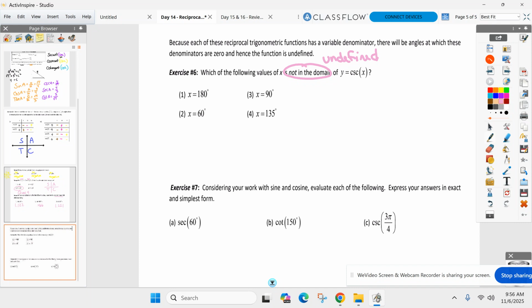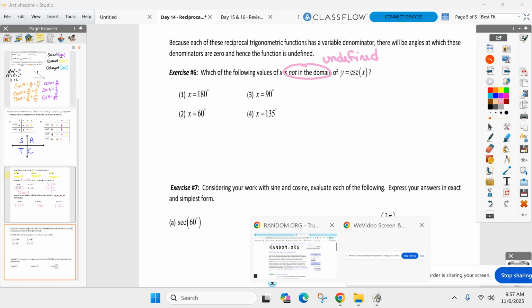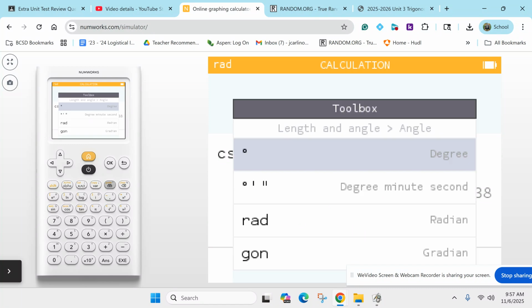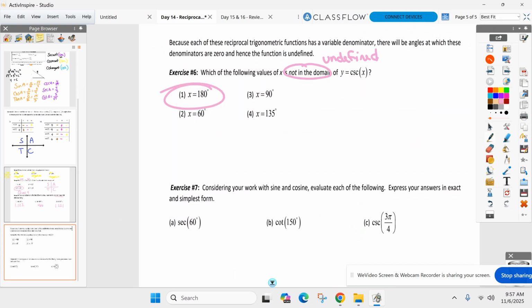Have you typed in 180 yet? Yeah. And what did it say when you did cosecant 180? 0.3. What's it say in the top left-hand corner? Radians or degrees? Degrees, and you typed in CSC 180 and got a number out? It should come up UND, undefined, for that one. All good?